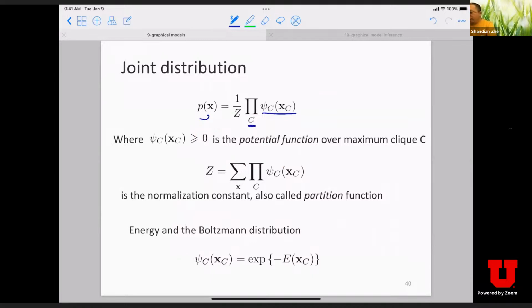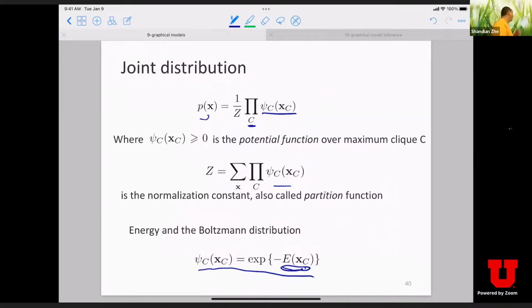In statistical physics, there's also an associated physical meaning for this potential function. People usually choose this form: I first define an energy over the nodes in a clique, and then I take the exponential of the negative energy as my potential function. Then I multiply all the potential functions together, do the normalization, and I get a distribution.